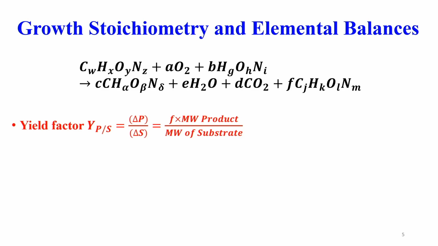This is your substrate. This is an aerobic process we are considering, so we are giving oxygen, this is a nitrogen source, and the end products are your biomass, water, carbon dioxide, and another metabolite, which is your product.